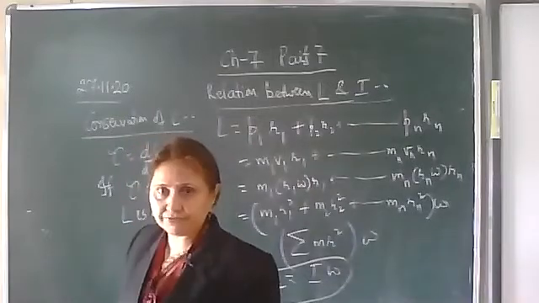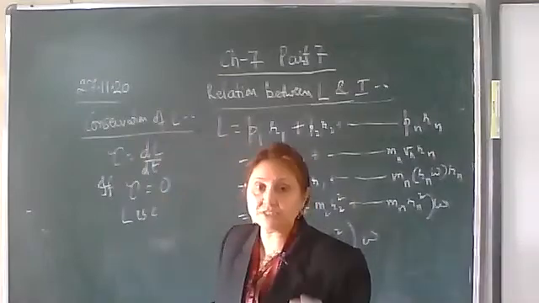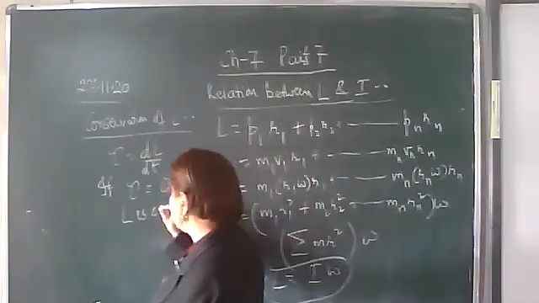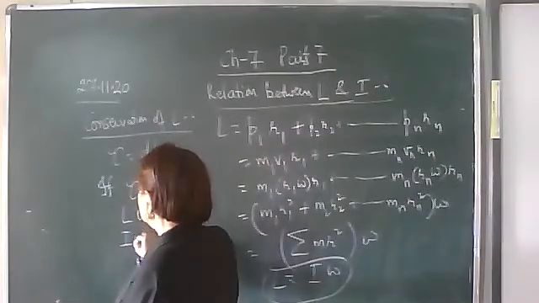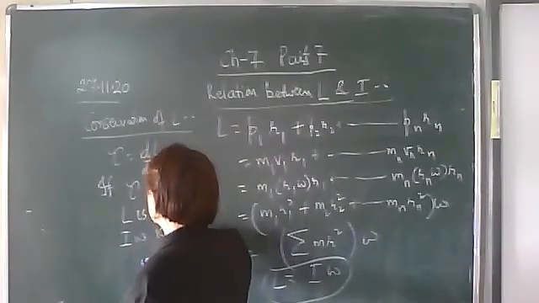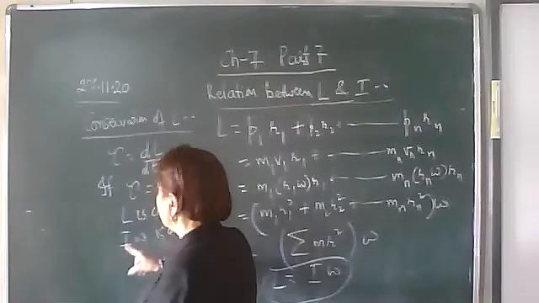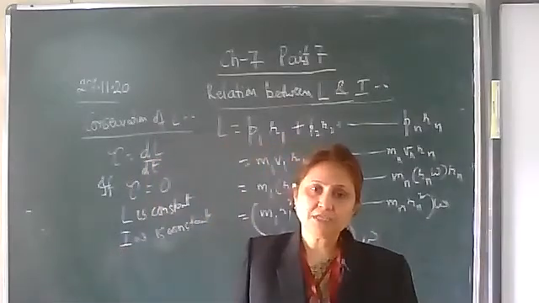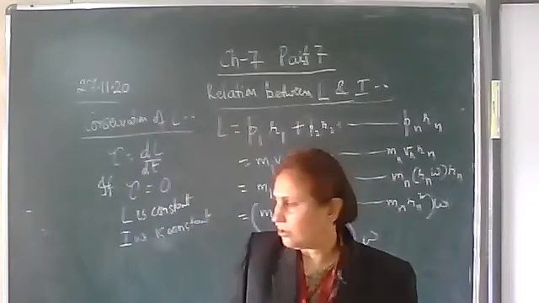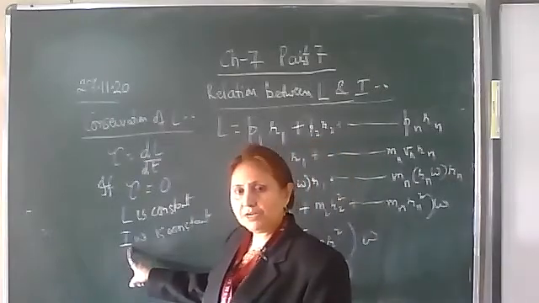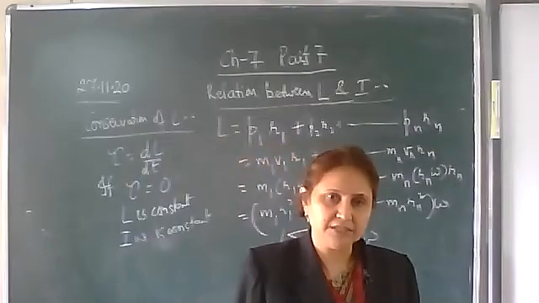Why? Because the differentiation of L with respect to time is 0. The differentiation of any quantity is 0 means that quantity is constant. So L is constant. What is L equal to? I omega is constant. So if the moment of inertia increases, its angular velocity will decrease. And vice versa, if moment of inertia decreases, the angular velocity of the rotating body increases.